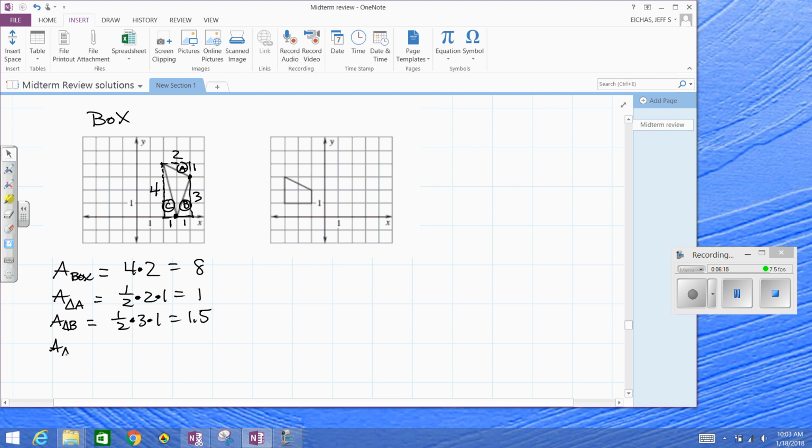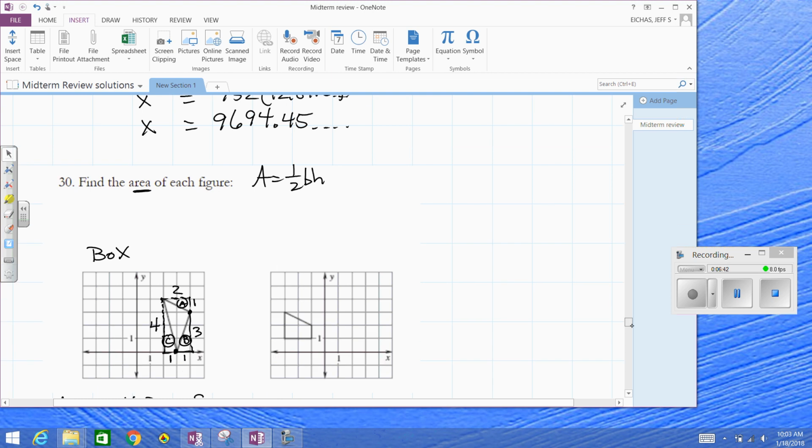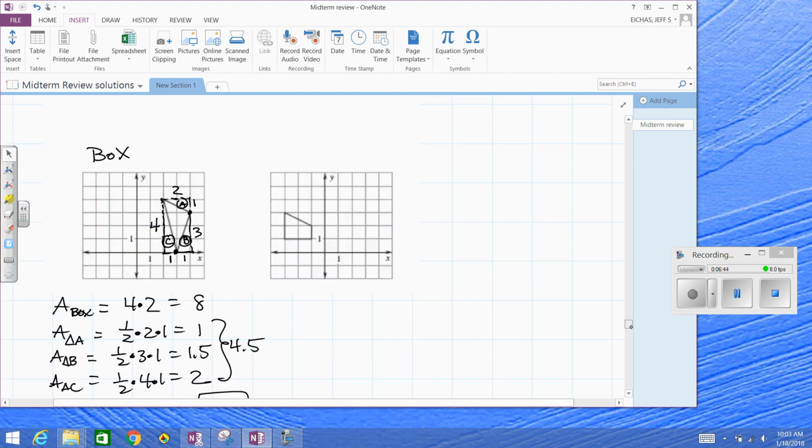Area of triangle C, 1/2 times 4 times 1. I usually add those together, 4.5, and then the area of the triangle in the figure that we're looking for, that's 8 minus 4.5, which is 3.5. Okay, so that's our area. Last chapter they wanted perimeter, but they didn't ask for that here, so we'll just do that.